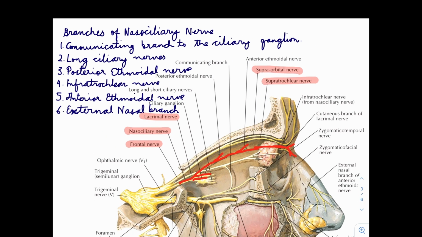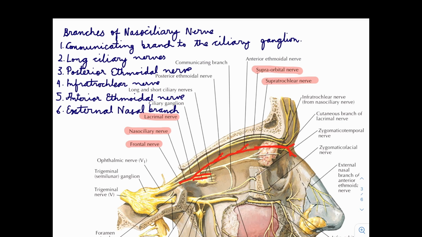Alright, now the communicating branch to the ciliary ganglion is a sensory nerve. The sensory fibers from the eyeball pass to the ciliary ganglion, while the short ciliary nerves pass through the ganglion without interruption and then join the nasociliary nerve by means of the communicating branch.